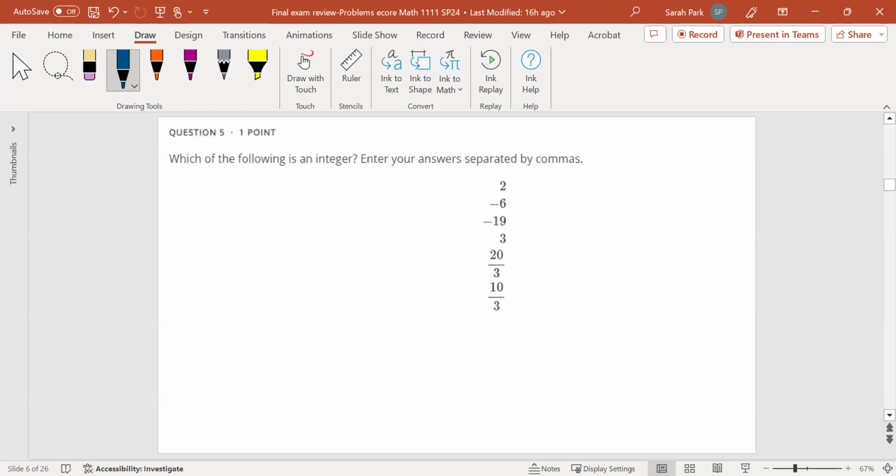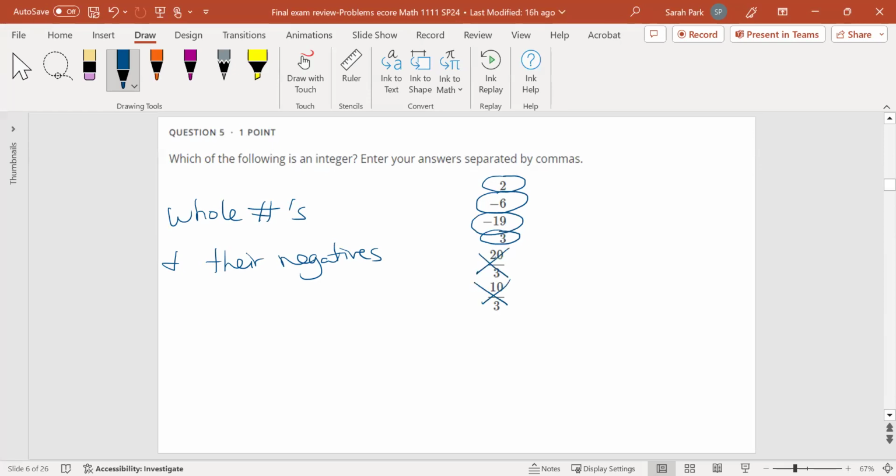Okay, number 5, which of the following is an integer? We have to go back to what integers are. Integers are all the whole numbers and their negatives. So 2 is an integer, negative 6 is an integer, negative 19 is an integer, and 3 is an integer. 20 over 3 and 10 over 3 are not integers. When you type it out, we have 2, negative 6, negative 19, and 3.